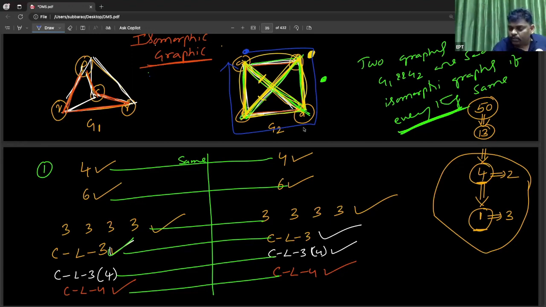Some people are doing it like this: they will start from here, come like this, and say it is one cycle. But at least one edge should be different. When you say that is a 4-length cycle, this is also the same 4-length cycle. At least some edge should be different. If no edge differs, it is one only.